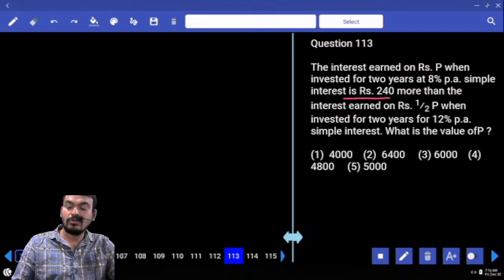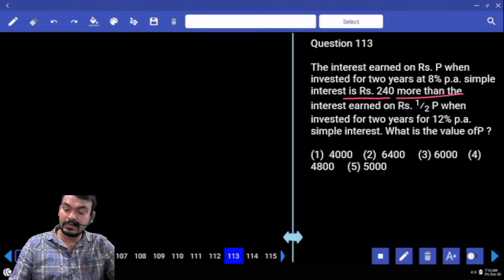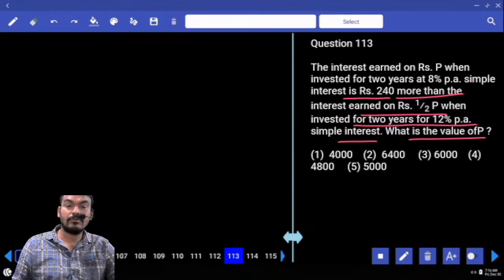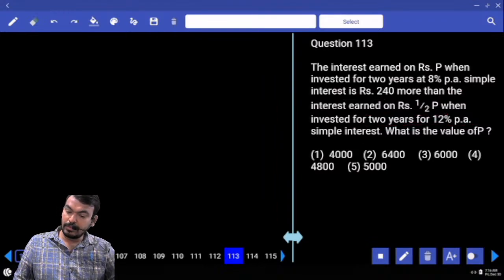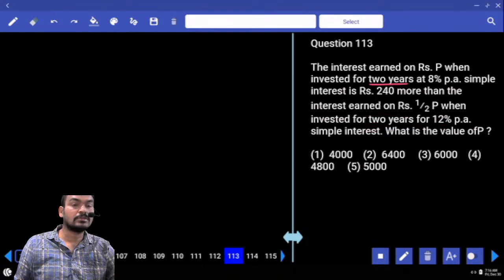Next, 113. The interest earned on P rupees when invested for 2 years at 8% per annum simple interest is 240 more than the interest earned on half of the P value when invested for 2 years at 12% per annum simple interest. What is the value of P? First case, how many years? 2 years. Second case also 2 years.